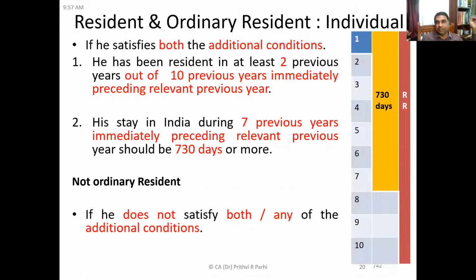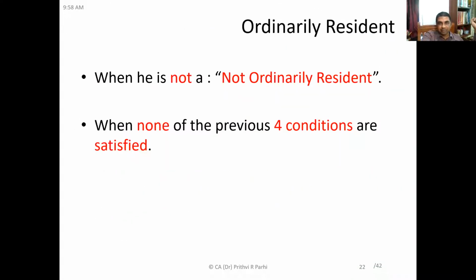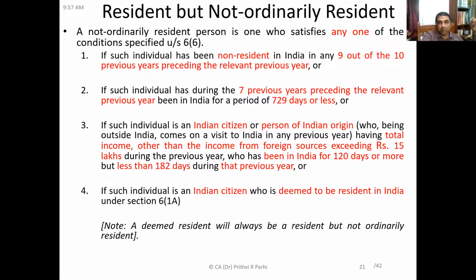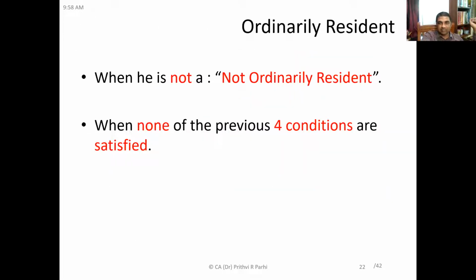So, once again, it is important for you to remember these two conditions. We call them the additional conditions. Primary conditions, you know already, to determine whether an individual is resident or not. The additional condition is that you have to see whether he is a resident at least in 2 previous years out of 10 previous years immediately preceding the relevant previous year. And you have to also see whether he has stayed 730 days or more in 7 previous years immediately preceding the relevant previous year. Okay. And you have to remember that deemed residents are always resident but not ordinary resident.